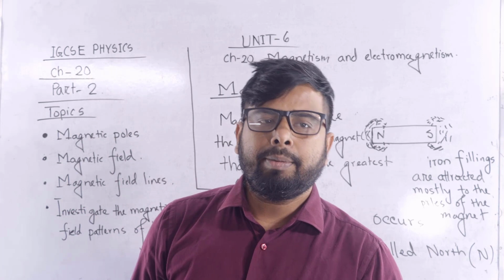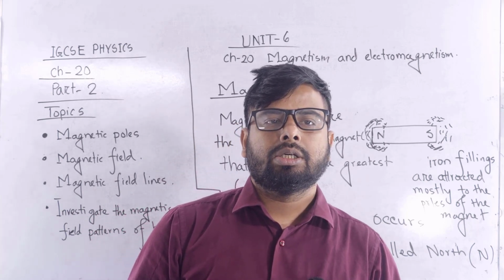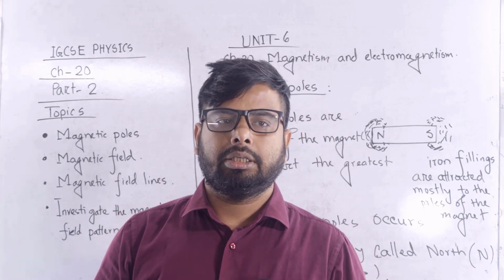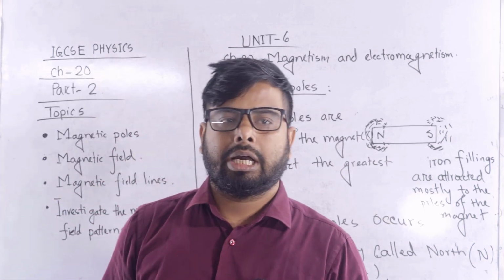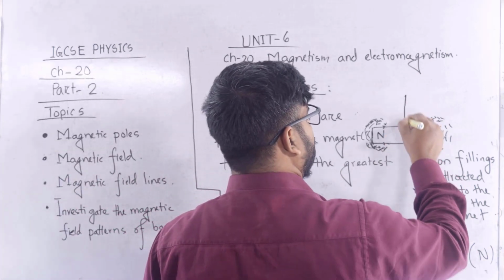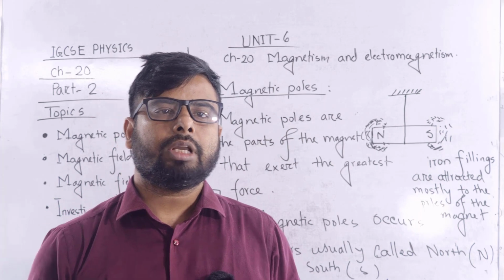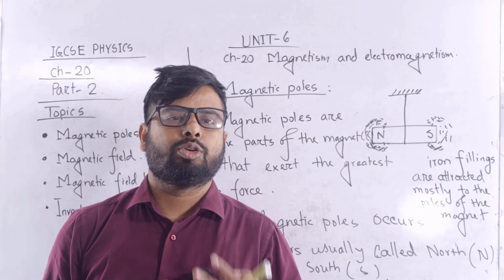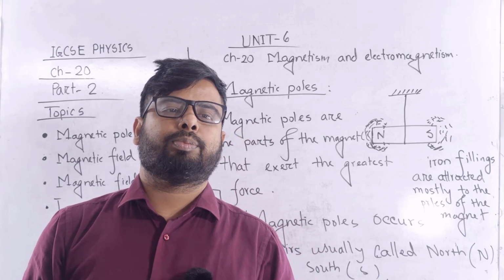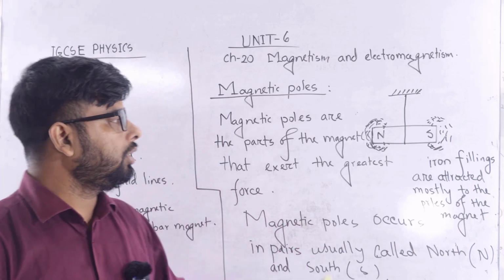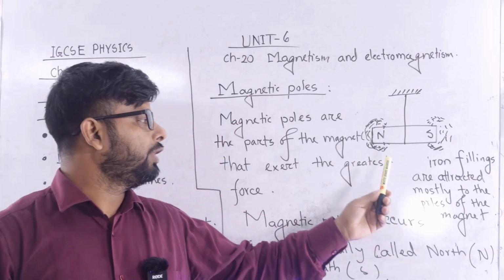Now, why are the poles called north and south? If a magnet is suspended so that it can rotate freely horizontally, it will eventually settle down with one pole facing north and the other pole facing south. This pole is therefore called the north-seeking pole or north pole, and the other one is the south-seeking pole or south pole.